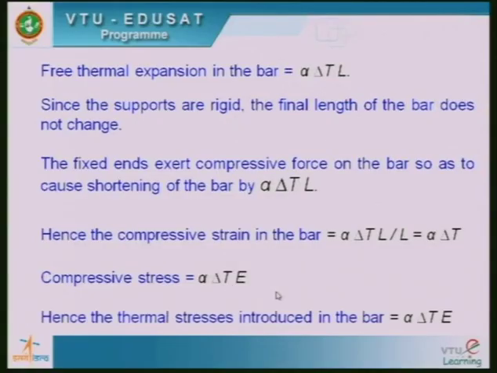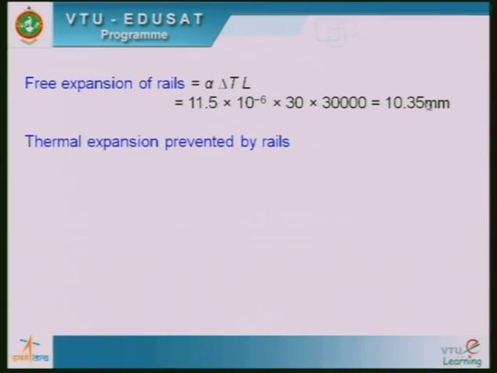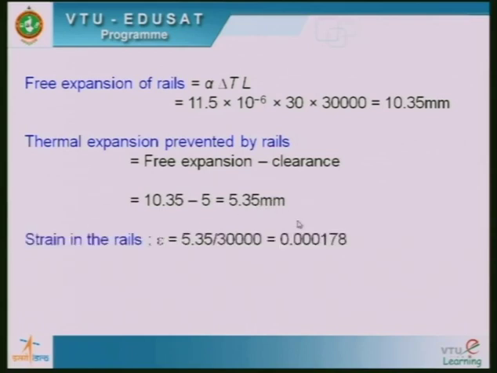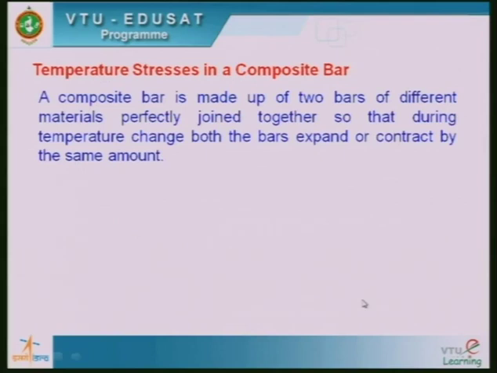Well, in such a case, for a single bar, we determined that the free thermal expansion of the bar is alpha delta L. Then this is the contraction that is going to be generated. So, this is the strain, alpha times delta T. Once you know the strain, I can find out the stress, alpha times delta T into E. Then I worked out a problem wherein the free expansion was 10.35 mm, out of which we allow only 5 mm to expand. We restrict this much expansion. Because of this restriction, we found the compressive strain in the rails, and once we know the compressive strain, we find the compressive stress as strain multiplied by the modulus of elasticity, and we started with temperature effects in a composite bar.